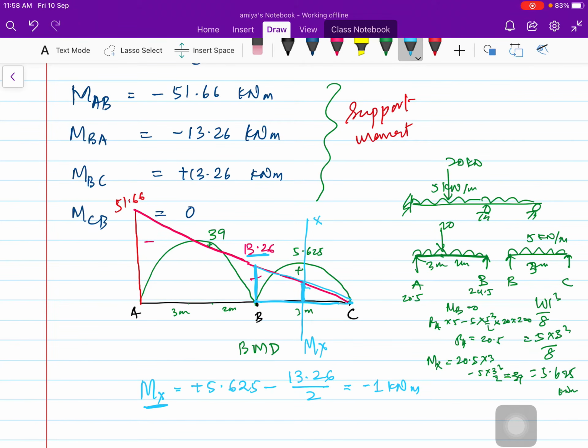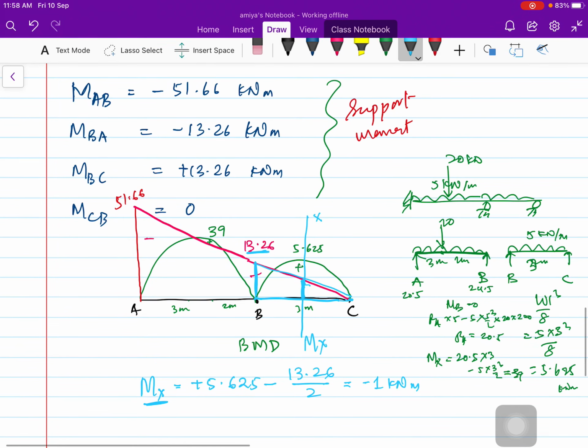Okay. So like this, at any section, at any point of this beam, you can calculate the moment by subtracting the support moment from the simply supported moment. So this is the bending moment diagram where we superpose the simply supported and the support moment. The simply supported moment is the positive one and the support moment is the negative one.